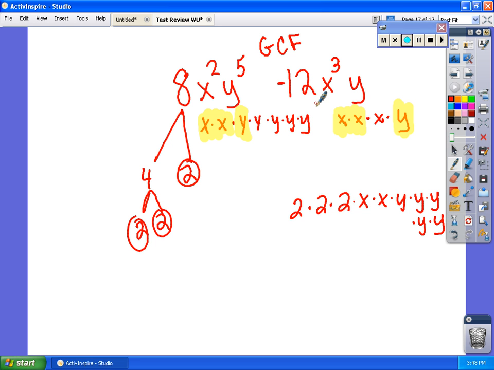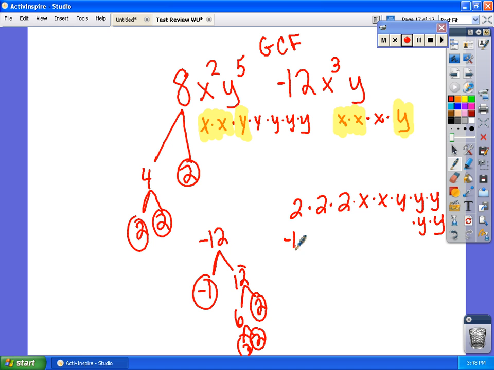And then of negative 12, remember, you factor out a negative 1 first, and you get the 12. And then it breaks into 6 and 2, and then 3 and 2. So the prime factorization of negative 12 would be negative 1 times 2 times 2 times 3. And then I'm sorry, I forgot the times x times x times x times y.